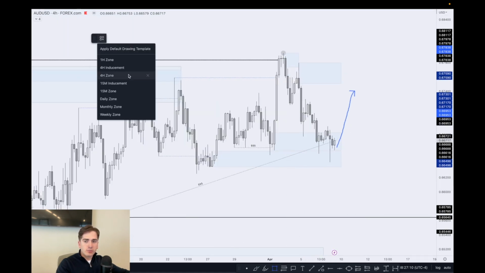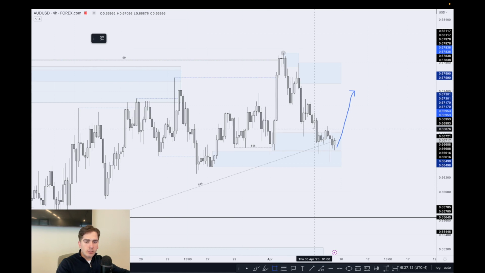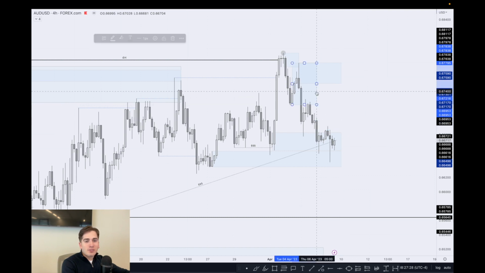Quickly just drawing in some 4-hour supply and demand. This, of course, is your zone. This again is overall your sell before the buy-off. As you can see, boom, pulls back in towards the sell before the buy, drops off again, comes back in towards the sell before the buy, drops off again. So yeah, we could definitely still see further downside.